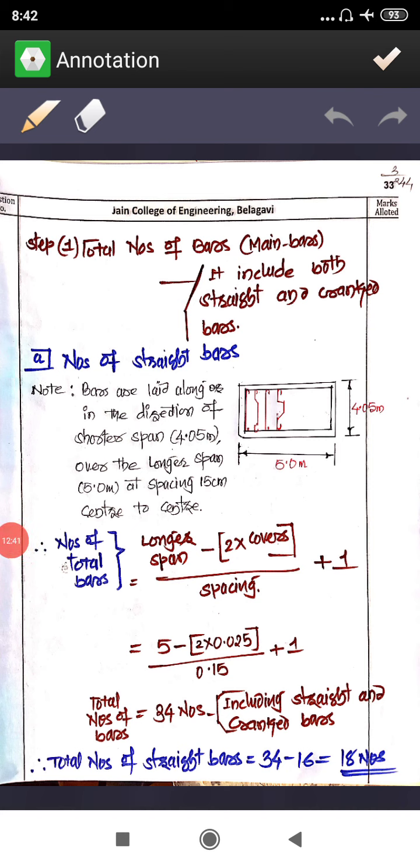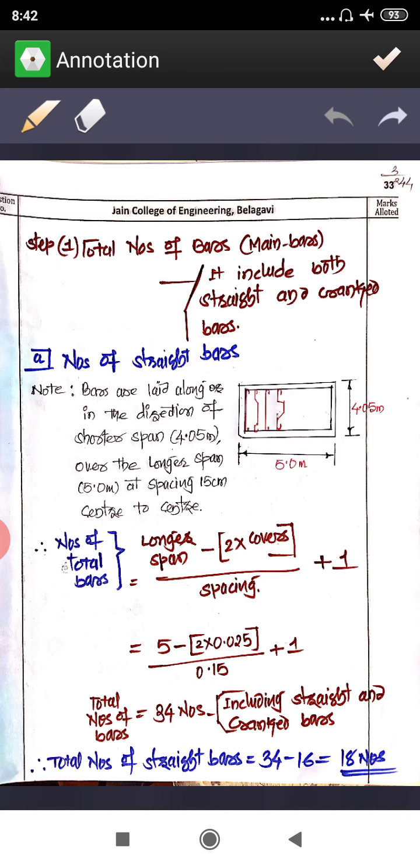Now I'll start the real problem calculation. This is step 1, where we are going to determine the total numbers of bars, main bars. Here you can bifurcate the number of straight bars and number of cranked bars or bent up bars. So first I am going to determine the number of straight bars. Note I have given is that the bars are laid in the direction of shorter span 4.05 meter over the longer span. So spacing, see here, it will be placed over the longer span, but in the shorter span direction here, right? So that we are going to take here.